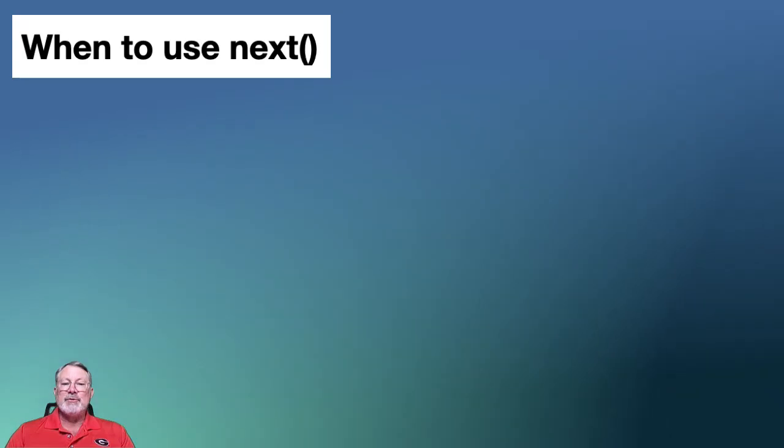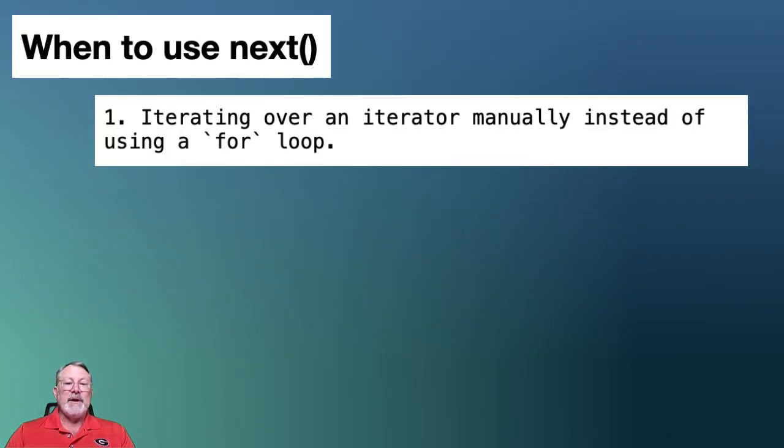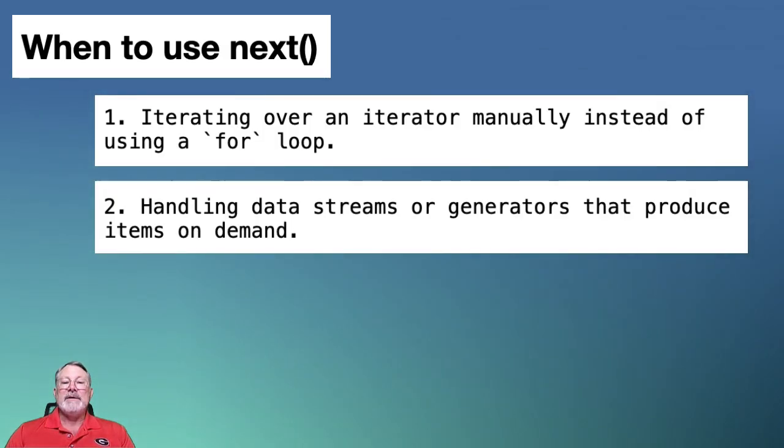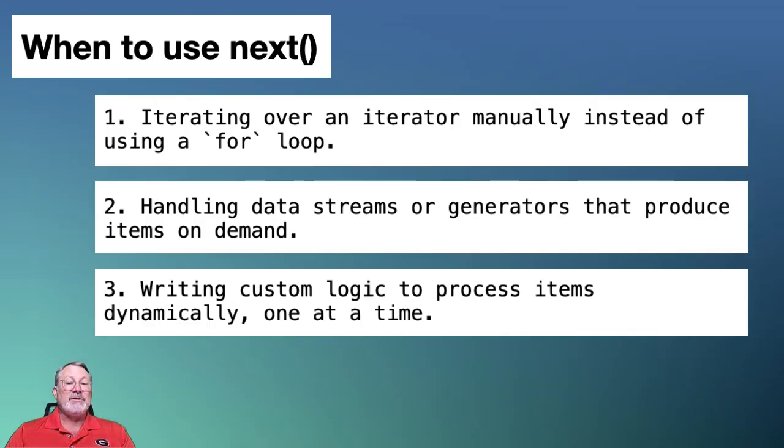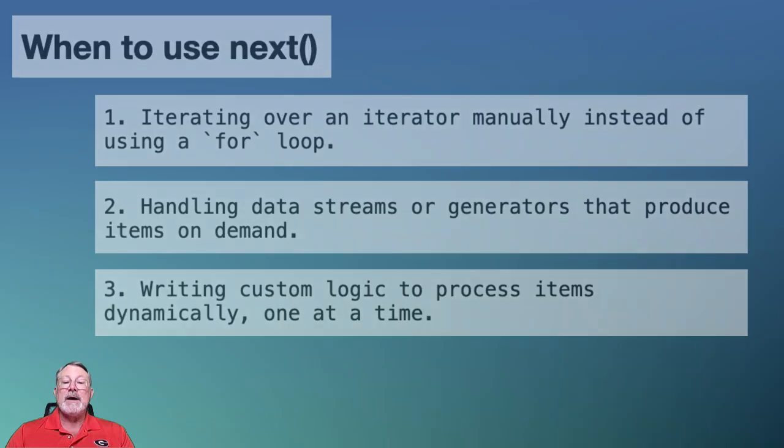You'd use next when you're iterating over an iterator manually instead of using a for loop. You're handling data streams or generators that produce items on demand, or perhaps when you're writing custom logic to process items dynamically, one at a time.